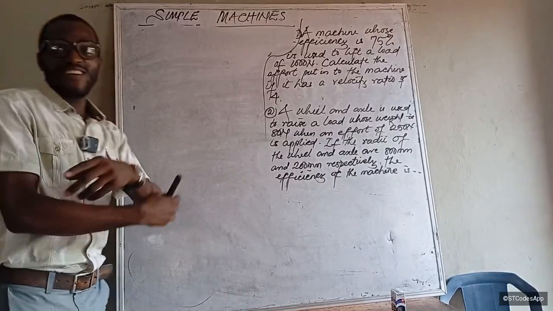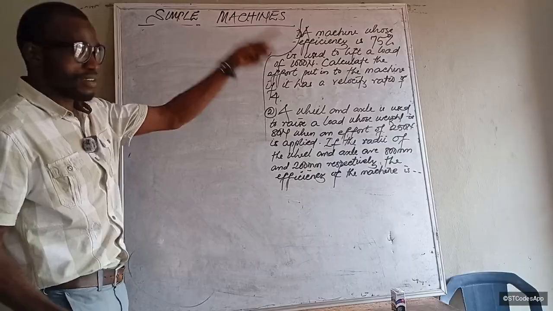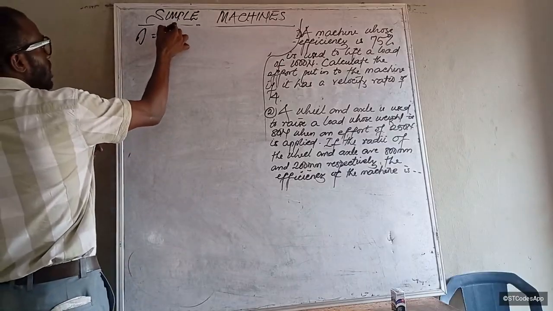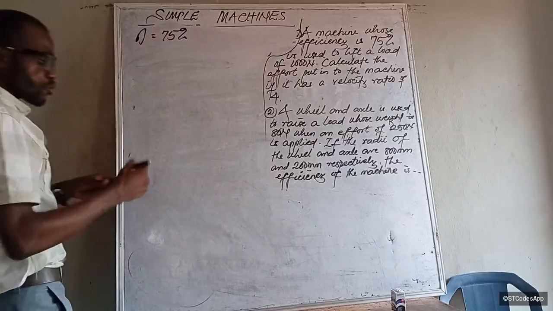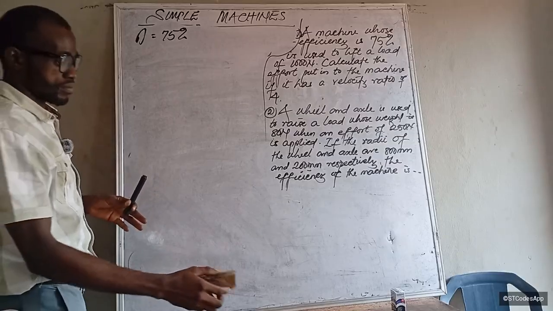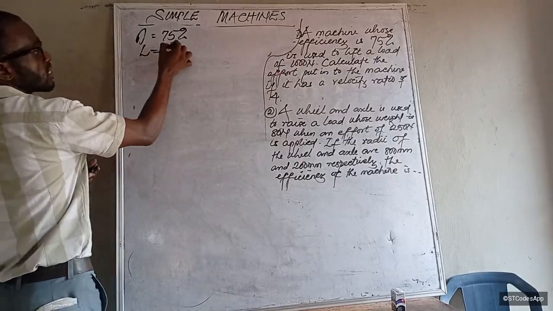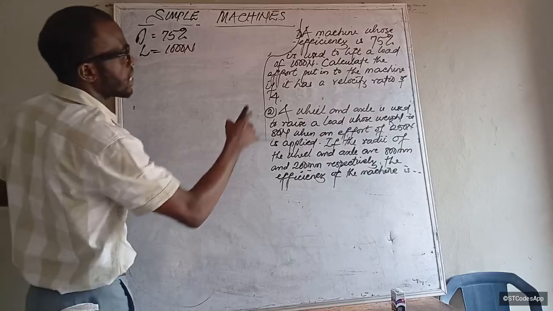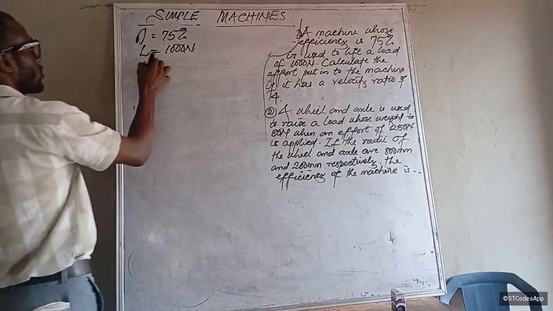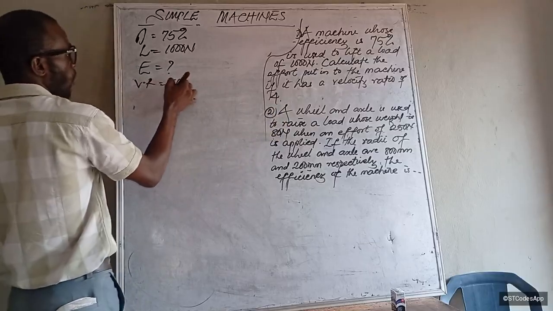A machine whose efficiency is 75% is used to lift a load. The load is 1000 Newton. Calculate the effort put into the machine if the velocity ratio is 4. So we already have the efficiency, 75%. Now listen, there are two ways of going about solving this. We have to look for E.